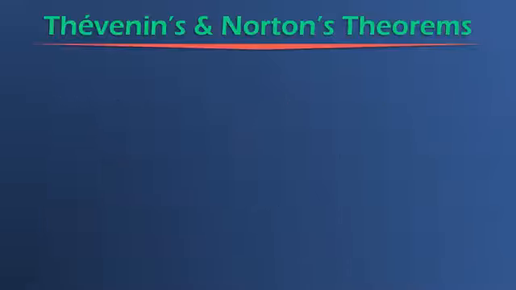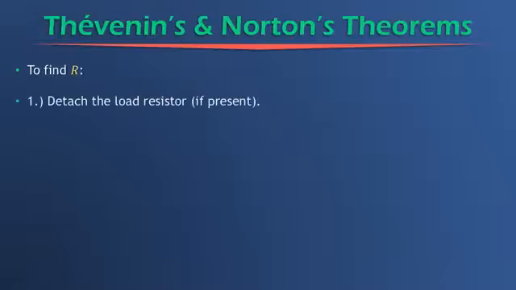To find the Thevenin or Norton equivalent circuit, one of the things we need to find is the value of resistor R. For what we're doing, we're going to be presented with some multi-element circuit, and we're going to be asked to reduce it down to its equivalent. So how do we find R? The first thing we want to do is to detach the load resistor, if there's one present. And how do you identify the load resistor? Well, it's the resistor the output voltage is being taken across, or the output current is going through.